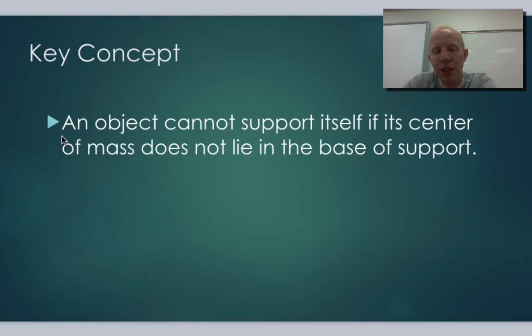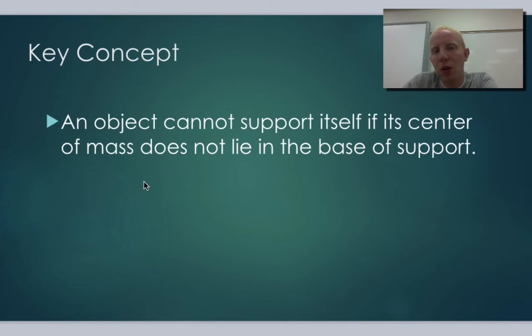Basically, an object cannot support itself, okay? Meaning it cannot stand up straight or it will tip over if its center of mass does not lie in the base of support. So, simple idea, okay, but what does it mean? What is the base of support? How can we describe it?